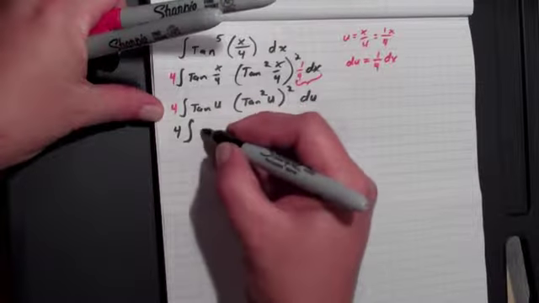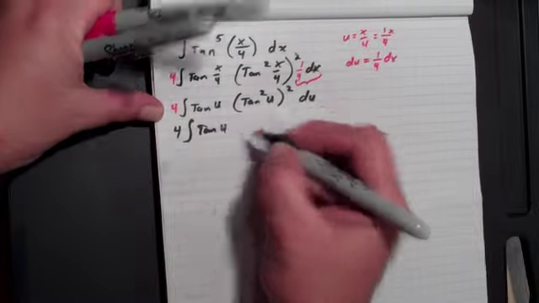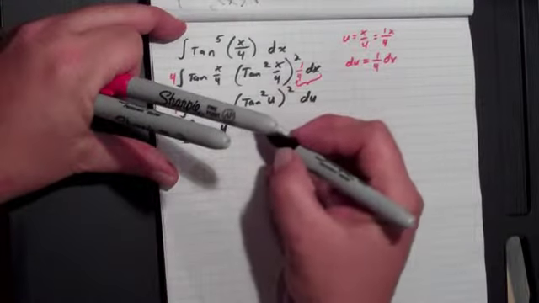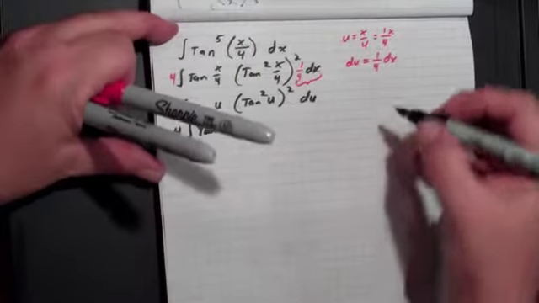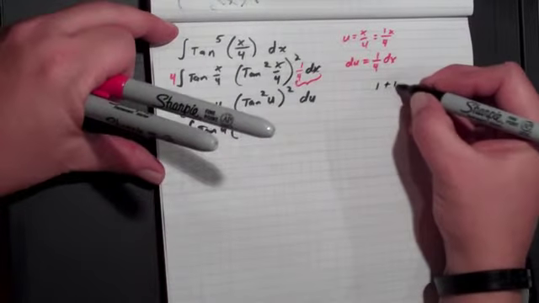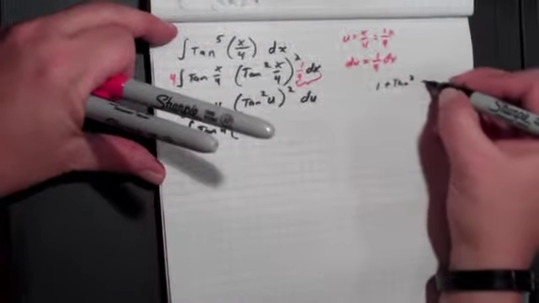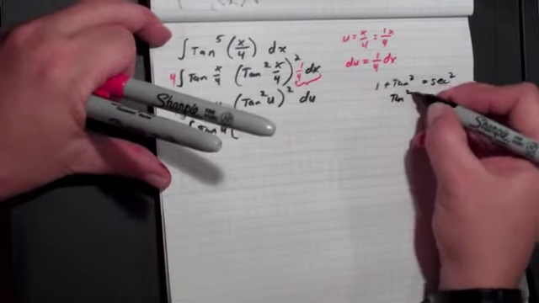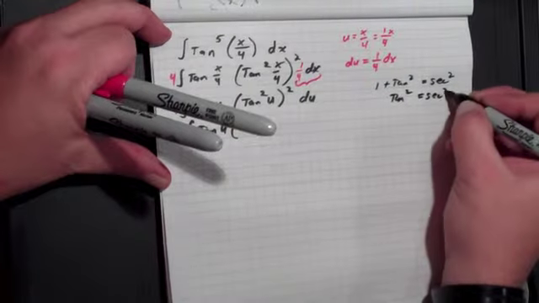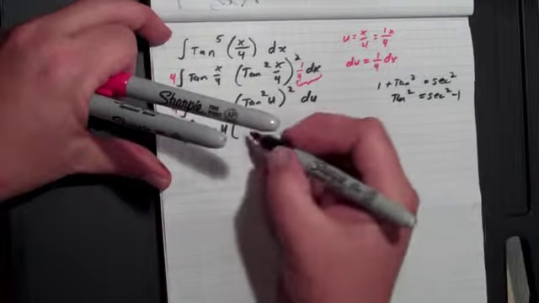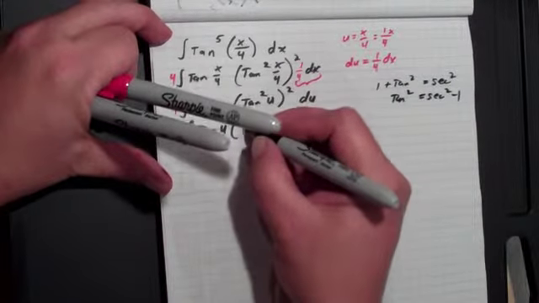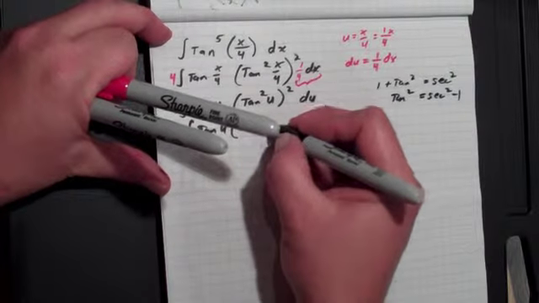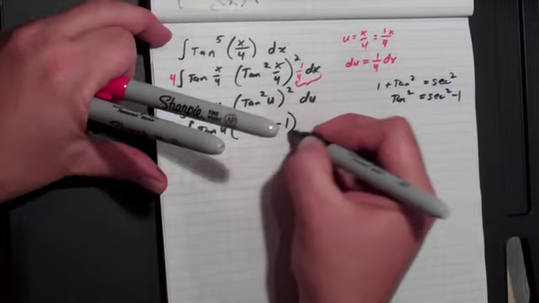Now, I'm going to keep the integral, I'm going to keep this one tangent. Tangent squared, there's an identity. 1 plus tangent squared equals secant squared. So tangent squared could equal secant squared minus 1. So this tangent squared in here I'm going to replace with secant squared minus 1.